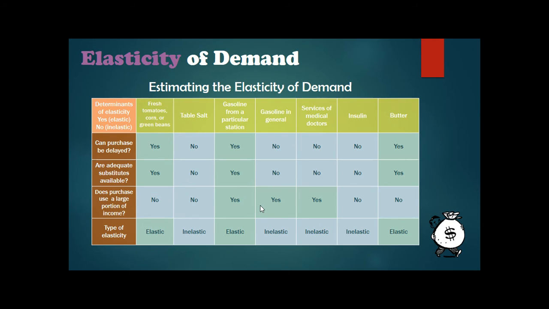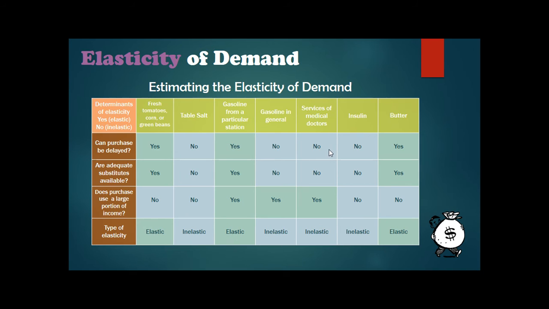Does it constitute a large portion of your income? Well, it depends on what your income is. So the chart says yes. I might say no. It depends on what your income is. So gasoline from a particular station is elastic. You have all kinds of choices in case gas prices go up for you. But gasoline in general, the answer would be no. It is inelastic.